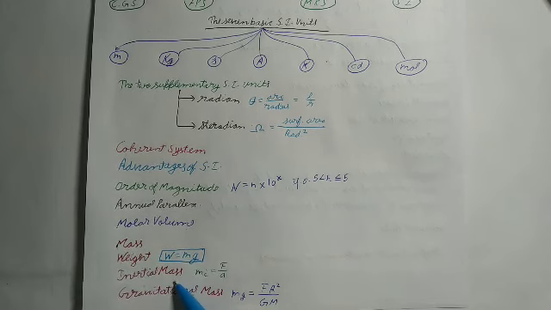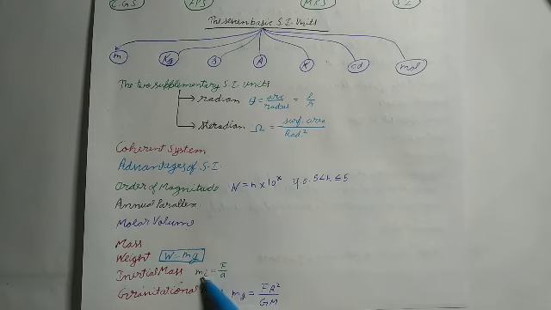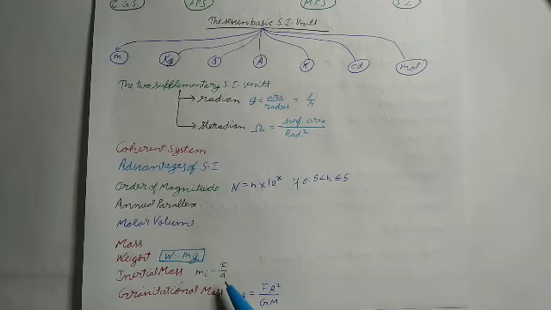Inertial mass. The mass of a body which determines its inertia in translatory motion is called its inertial mass. It is measured from Newton's second law of motion. Mi, which is inertial mass, is equal to force upon a.